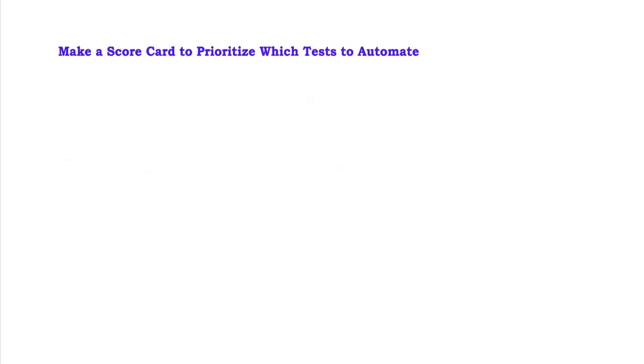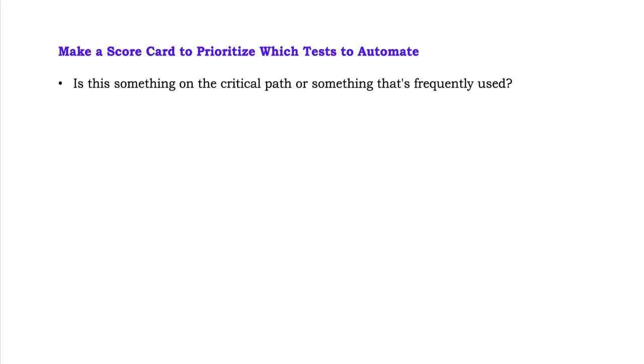Or you can do one thing, you can make a scorecard to prioritize which test case to automate. Suppose you have like 100 manual test cases which are written. You cannot pick all the 100 test cases. Only whichever is worth automating, those type of test cases you need to choose, right? So, is this something on the critical path or something that's frequently used? Is the question that you have to think of.